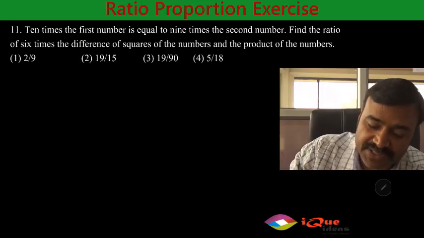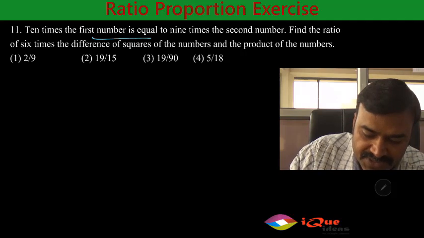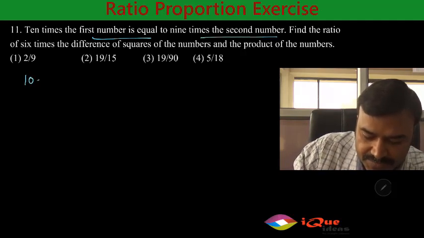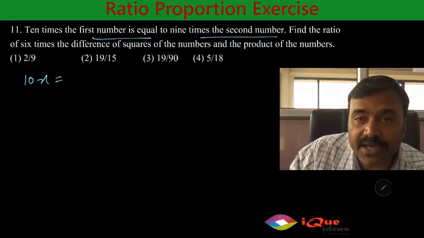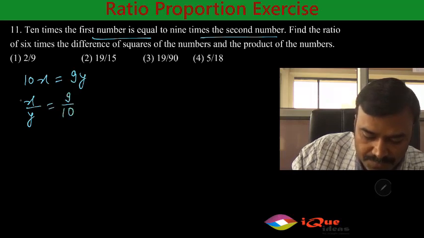Now, this next question is a straightforward, simple question. Read the question carefully. 10 times the first number is equal to 9 times the second number. Suppose first number is x, so 10x is equal to, suppose second number is y, so it is 9y. So from here we get x upon y is equal to 9 upon 10.